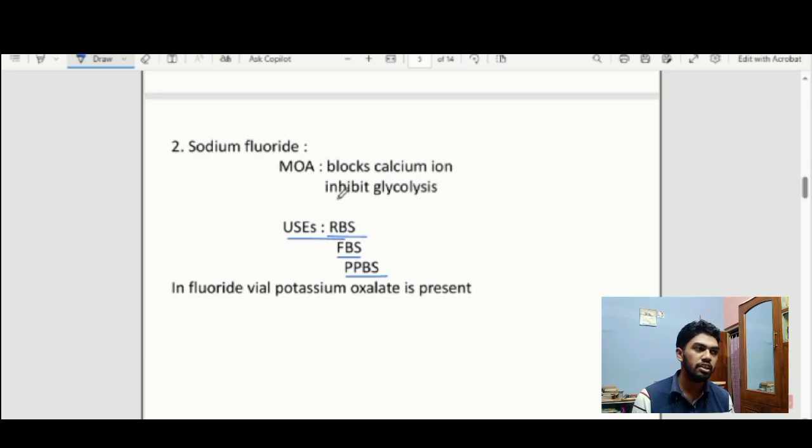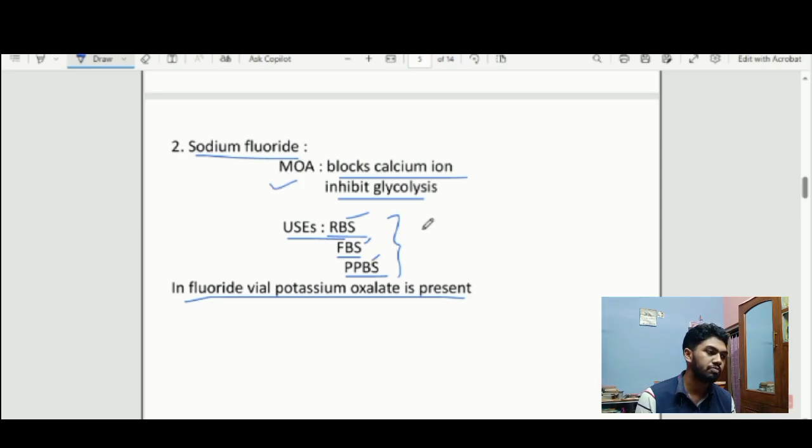Sodium fluoride inhibits glycolysis, and the grey vial along with sodium fluoride contains potassium oxalate. That potassium oxalate blocks the calcium ion. In the grey vial, potassium oxalate is also present. So sodium fluoride is the anticoagulant used in biochemical tests like every type of sugar measurement: random blood sugar, fasting blood sugar, postprandial blood sugar. You have to know the mechanism of action.